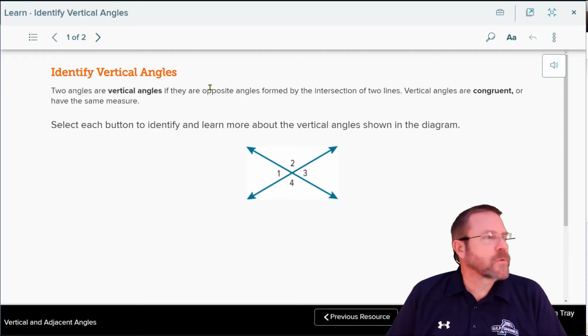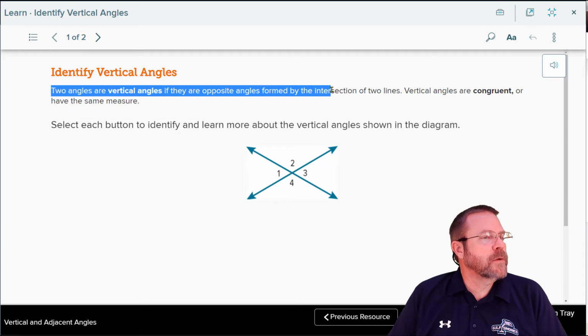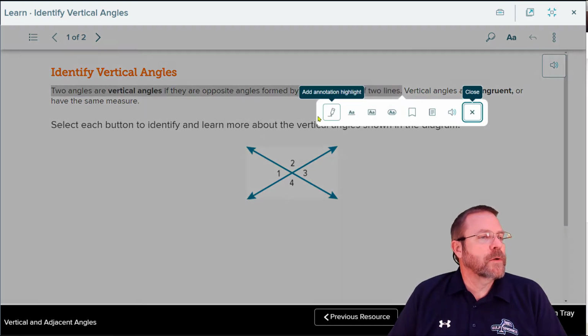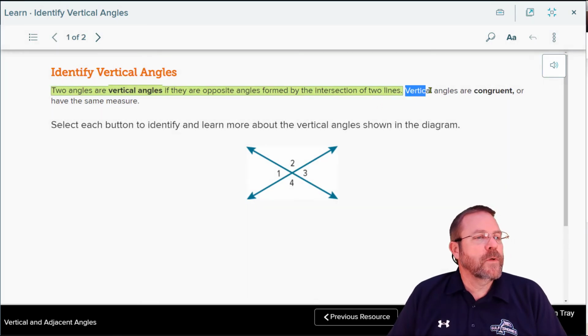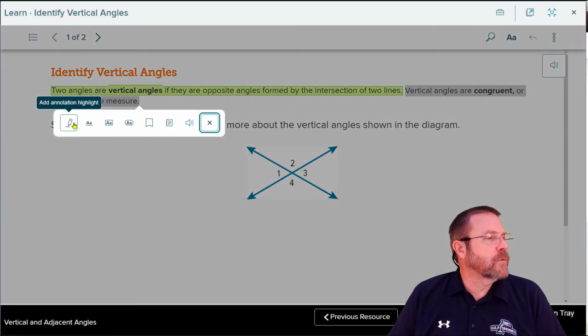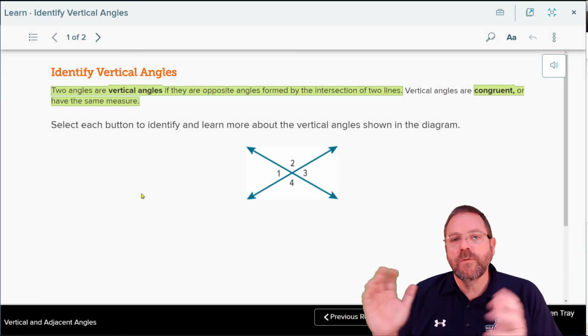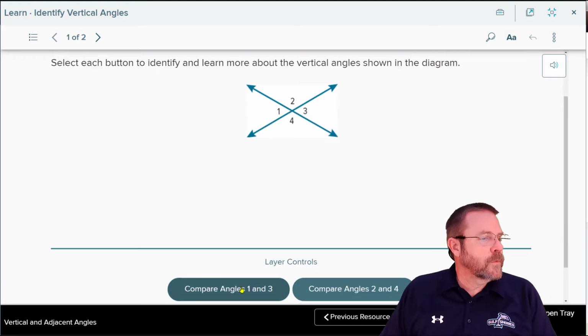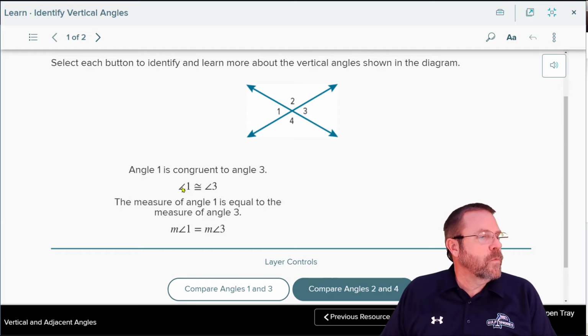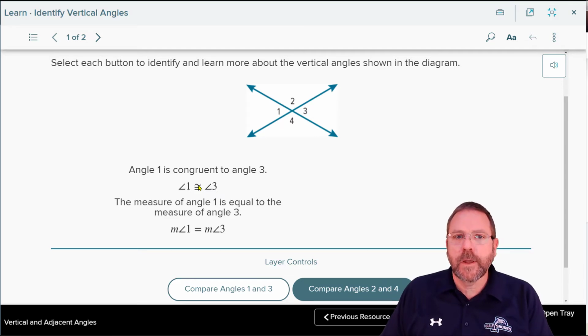And now it's time for actual proper definitions of these. Two angles are vertical if they are opposite angles formed by two intersecting lines. Remember, they're on opposite sides of the vertex. And then vertical angles are going to be congruent, and congruent, of course, means angles that have the same measure. So anytime you have two things that have the same exact measure, they're said to be congruent. When we take a look at these buttons down here, we're going to compare angles 1 and 3, and it says that angle 1 is congruent to, that's what that symbol means, angle 3.